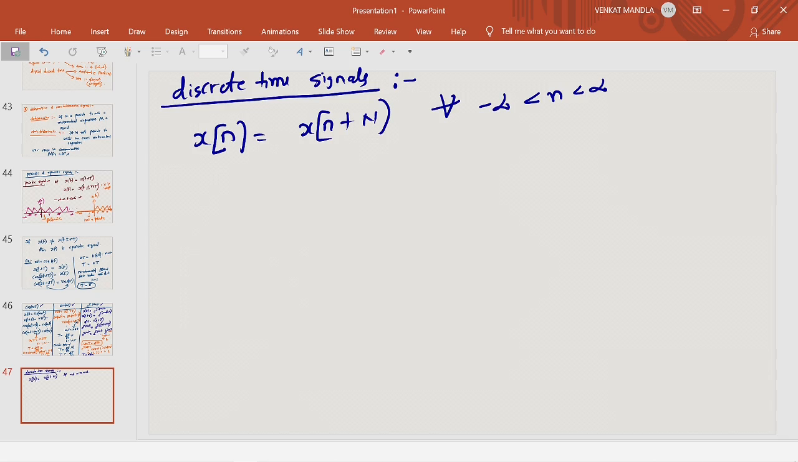Okay, same as the continuous time case, but the condition is x of n equal to x of n plus capital N, or x of n plus some integer multiples of N, say r times N, where r is an integer. Here the period is capital N. Capital N is the period.